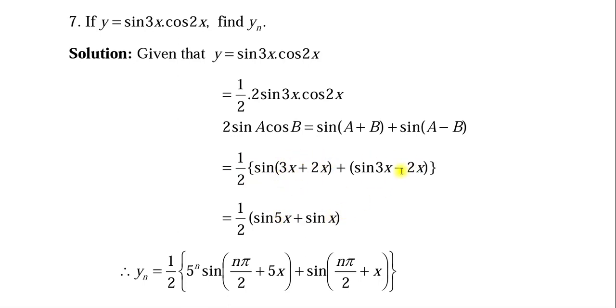Basically we added this part and we subtracted this part and wrote here. Using this formula we got this part. Now you have to find the differentiation of sine 5x plus sine x. You will get this part for sine 5x. If you differentiate sine x, you will get this part, and then add this part, and then if you find y1, y2 and y3 and lastly yn, you will get half into 5 to the power n into sine n pi by 2 plus 5x plus sine of n pi by 2 plus x.